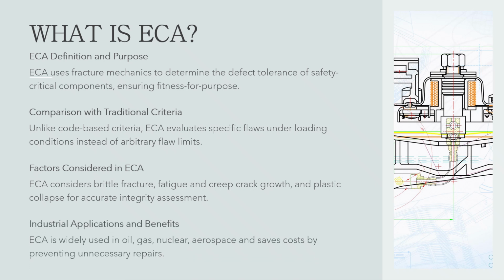This approach is widely used in industries like oil and gas, nuclear, aerospace, and power generation, where structural failure can have catastrophic consequences. ECA ensures that safety critical items such as pipelines, pressure vessels, rigs, and wind turbines operate reliably without unnecessary repair or replacements, thereby saving costs and enhancing safety.